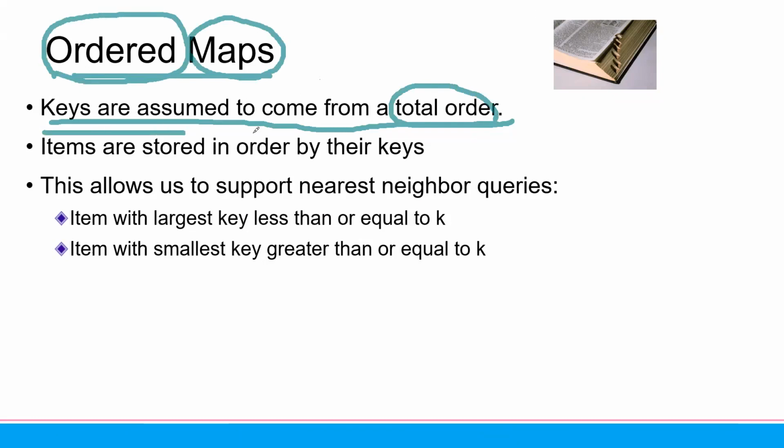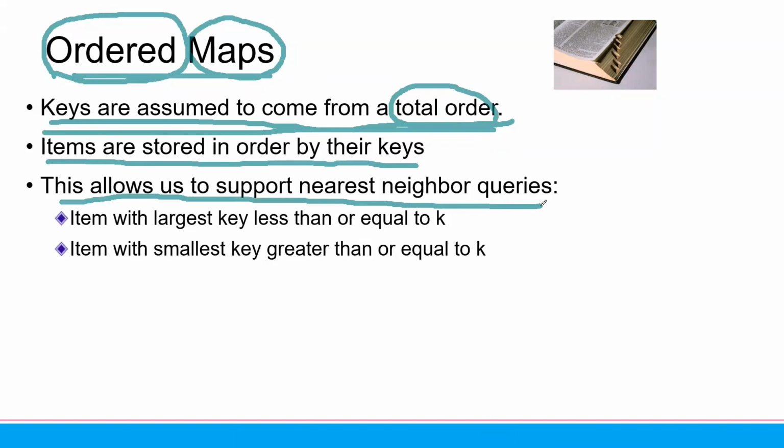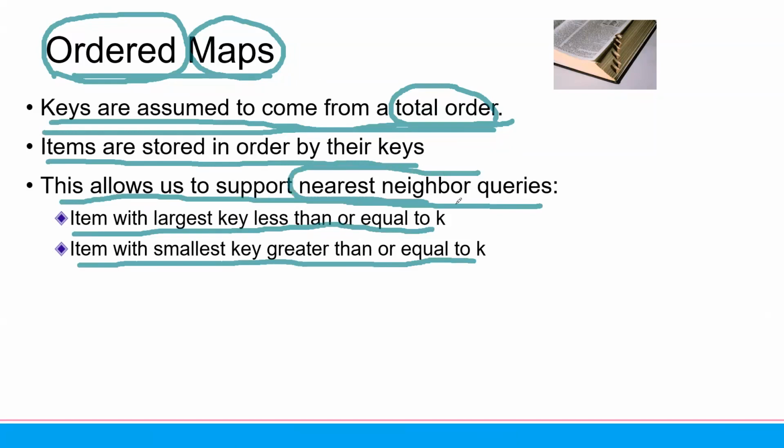So the keys are assumed to come from a total order. This is the assumption. And the items are stored in order by their keys. This allows us to support nearest neighbor queries. So the item with the largest key less than or equal to k, or the item with the smallest key greater than or equal to k. So that's what we call the nearest neighbor.